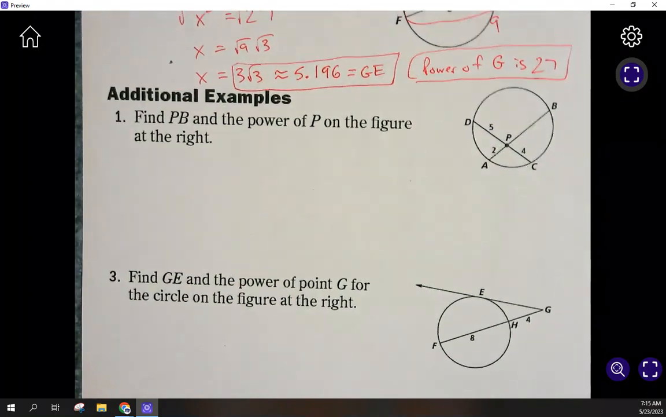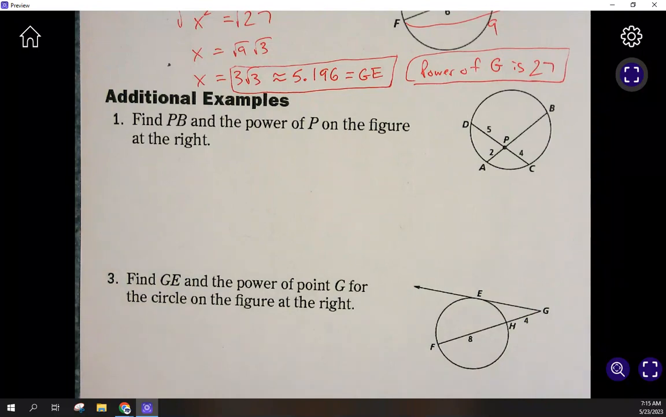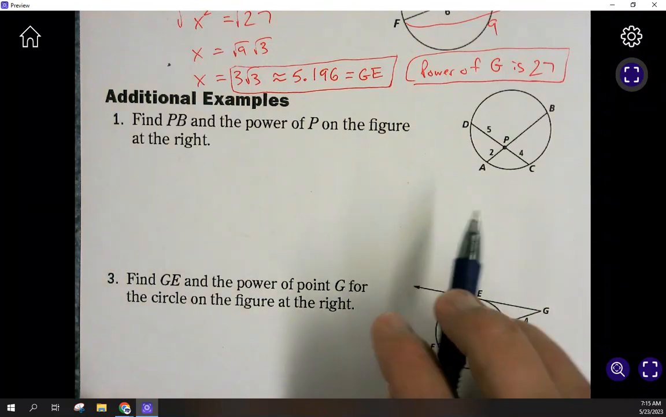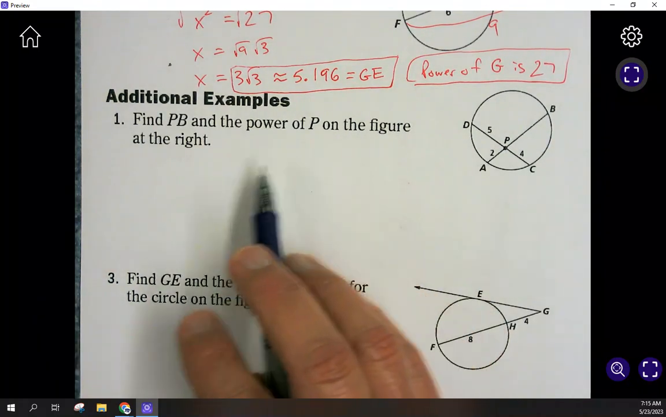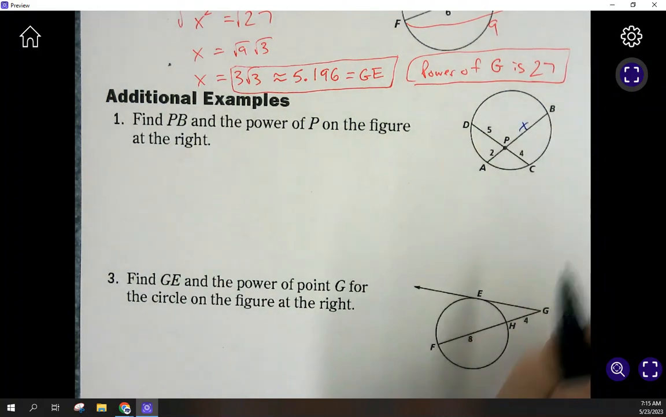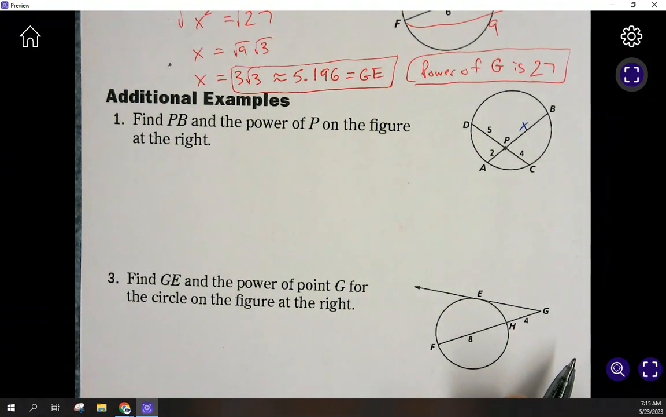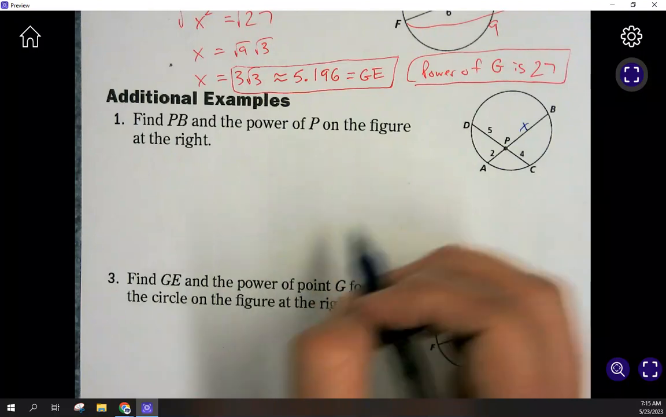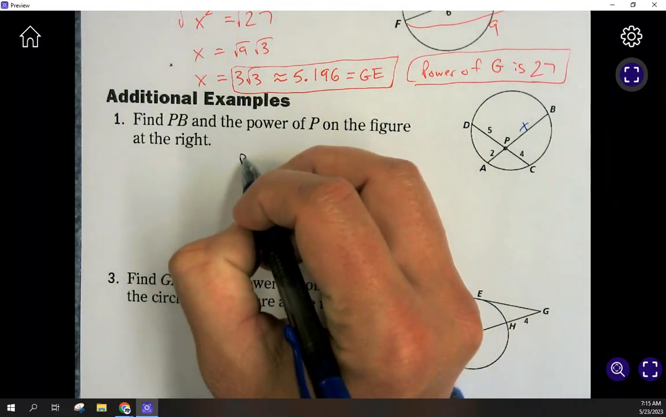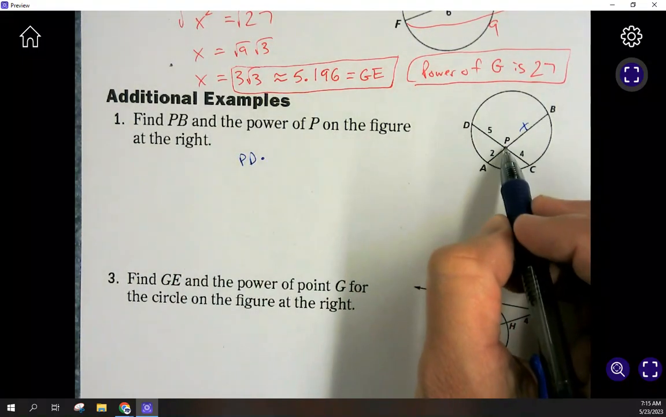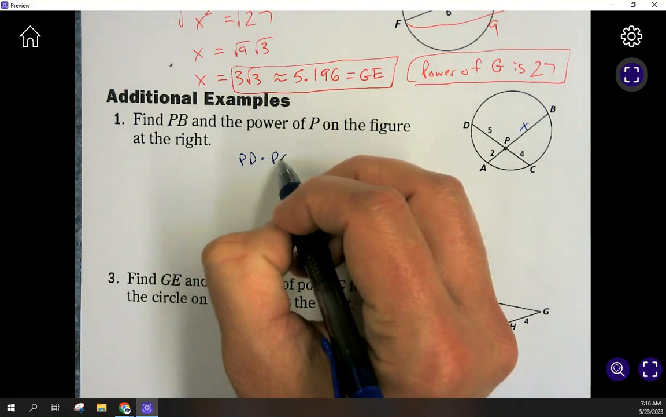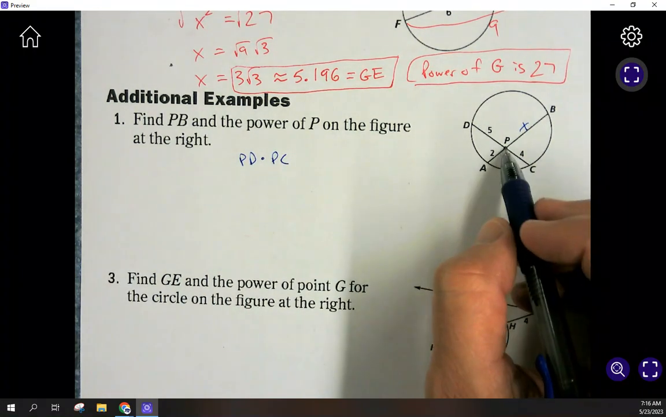All right, 2 more examples to hopefully, if we missed some of this the first time, we can get it this time. So we have a point on the inside. We're going to solve for PB, which we'll call X, and then also the power of P. So let's set this up with letters first. PD times PC, always the distance from that point to the outside of the circle.